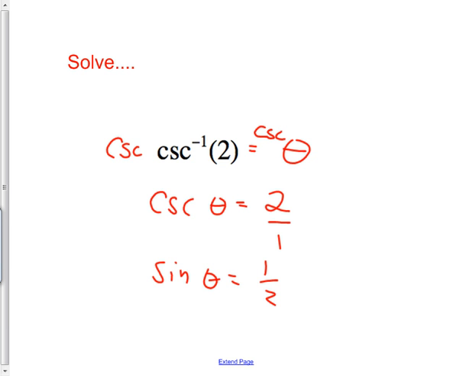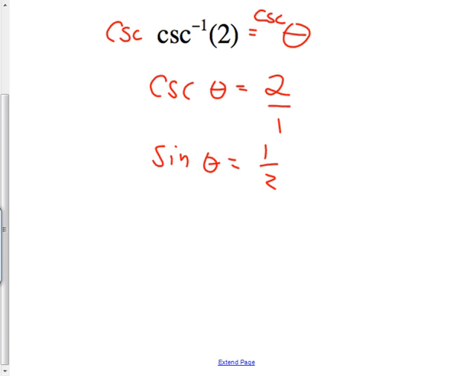And then I just got to ask myself, sine of what is a half? I know that one. That's 30 degrees. If I didn't know that one, I'd draw myself a picture. I'd say opposite is 1, hypotenuse is 2. It's got to be this one. And this must be how many degrees then? 30. Raise your hand if you had 30 degrees.